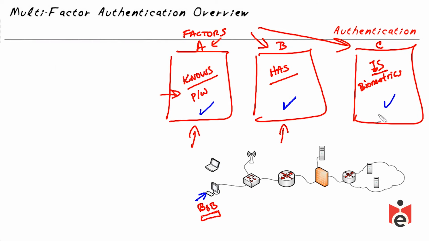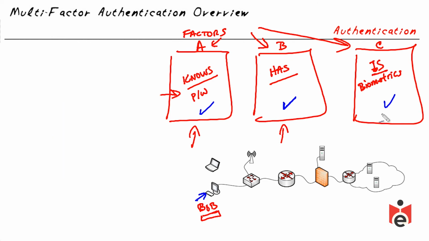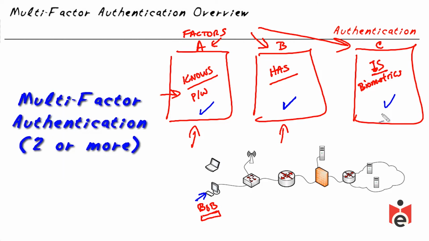That's also required as part of his login process. And if there's a fingerprint reader at this computer, and that is also required, that would also be an example of multi-factor authentication. However, you don't have to use all 3 categories. You can use just 2 of the 3 and still have it be considered multi-factor authentication.